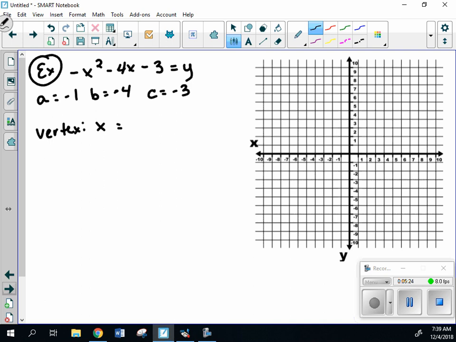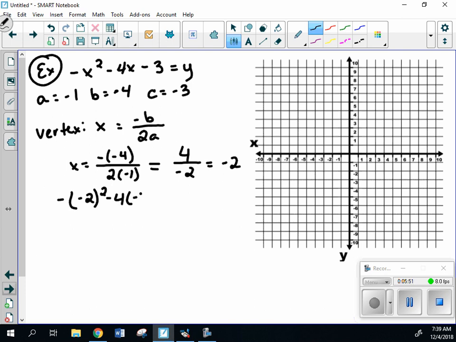So we're going to find our vertex. So x equals negative negative 4 over 2 times negative 1. So this is 4 over negative 2, which gives me negative 2 as my x-coordinate. And then I'm going to plug that in and figure out the y-coordinate.